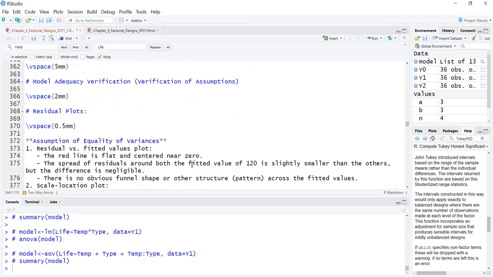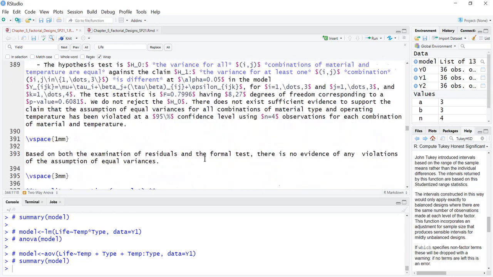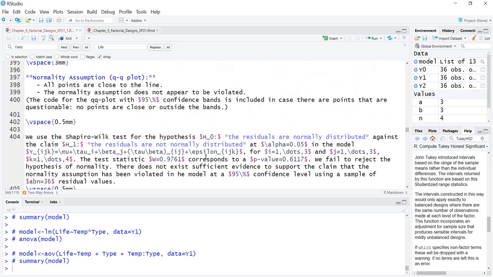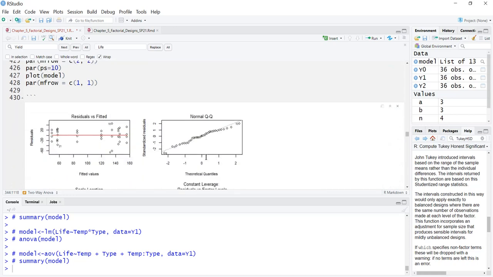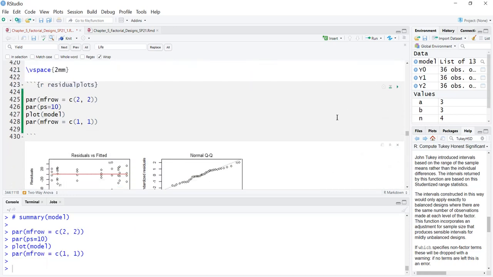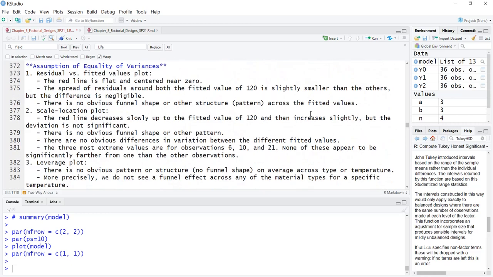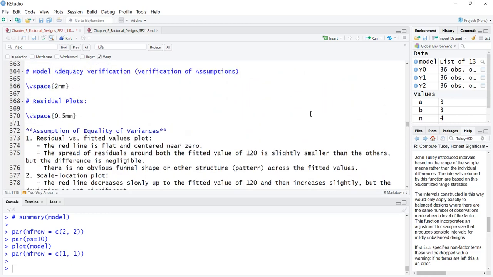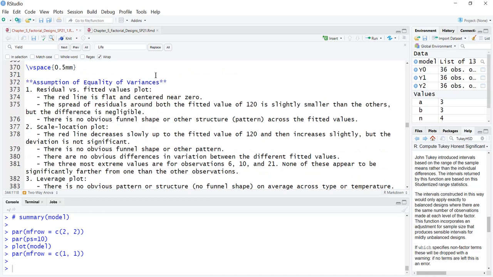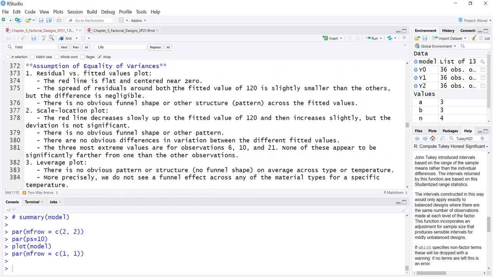Now, model adequacy verification, it's exactly the same. I'm not going to spend your time going over this, so I will say that I did exactly the same format here that I did in Chapter 4. So we're going to analyze equality of variance. We're going to use the residual versus fitted values plot, the scale location plot, and then the leverage plot.